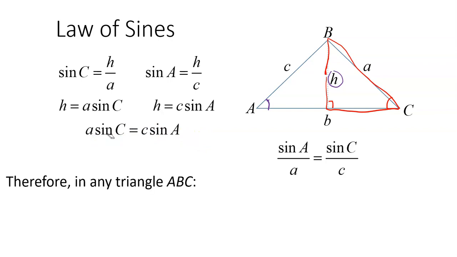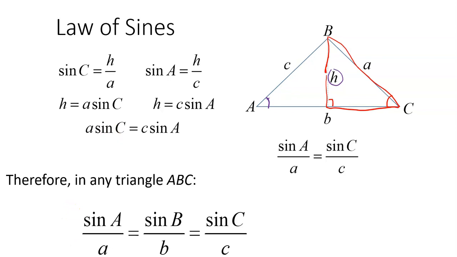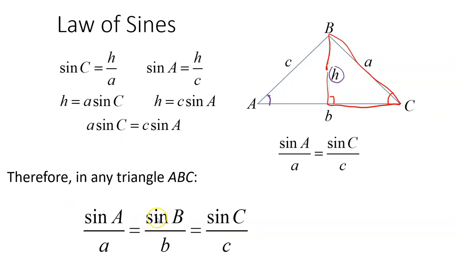So for any triangle ABC, this statement is true. The sine of an angle over its opposite side equals the sine of an angle over its opposite side equals the sine of an angle over its opposite side. So this is called the law of sines.